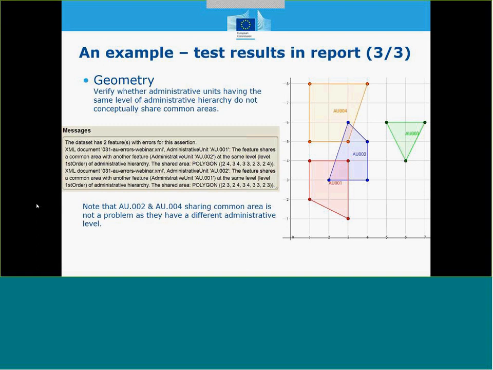As you can see here, there is an error on administrative unit 001 and administrative unit 002. It is saying that these 2 are overlapping. You can see this on the right-hand side, that they have an overlap, and they are both of level 1. So this is why they are having an error. But I also see that administrative unit 002 and 004 have an overlap. However, these are not being set to be in error because they are not of the same level. So it is okay that they have an overlap.